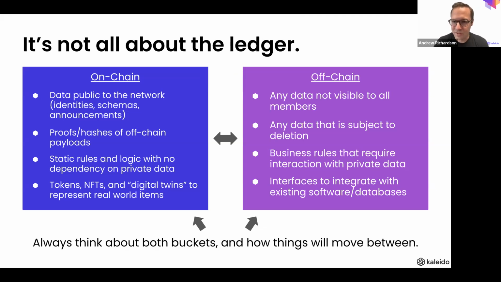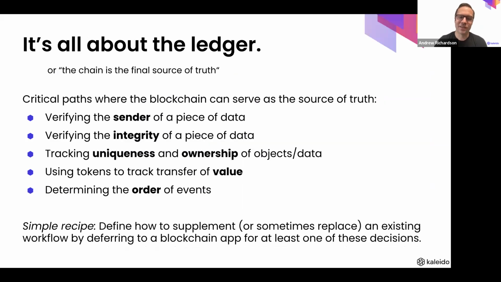Now, of course, moving on from that, the flip side is that it's actually all about the ledger. And this was the third lesson to me. Once you reconcile the idea that some things are going to be on-chain and some things off-chain, you can realize that as long as just a few things do go on-chain, you can start to solve real problems with the blockchain without having to put everything there.